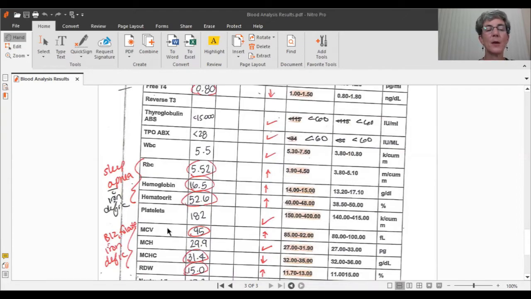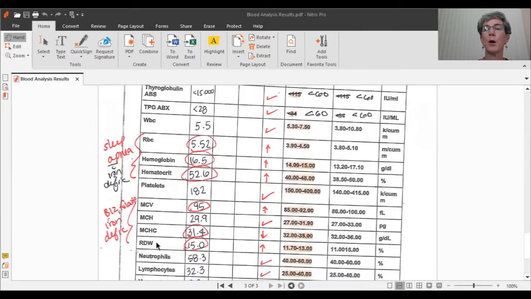Your MCV, your MCH, your MCHC, and your RDW. I promise you we're almost getting to the end here. These are the sizes of the red cells, different ways of measuring the sizes of the cells. And these levels can be high if there's B12 and folic acid deficiency. They can be low if there's iron deficiency, or in the case of the RDW, you can have both of these to make this even higher.